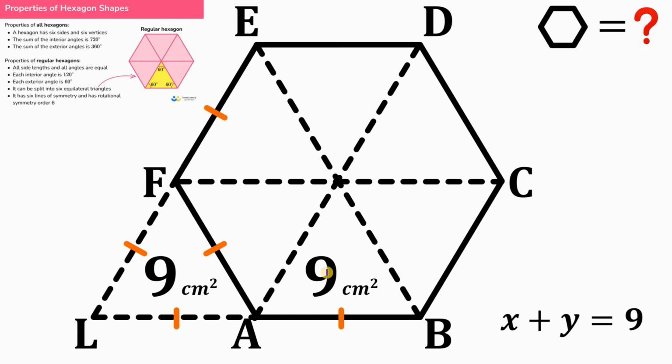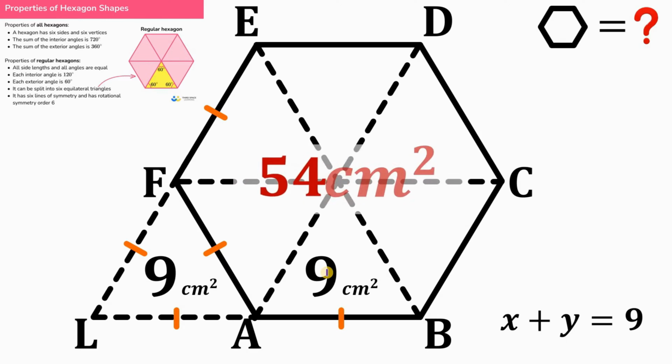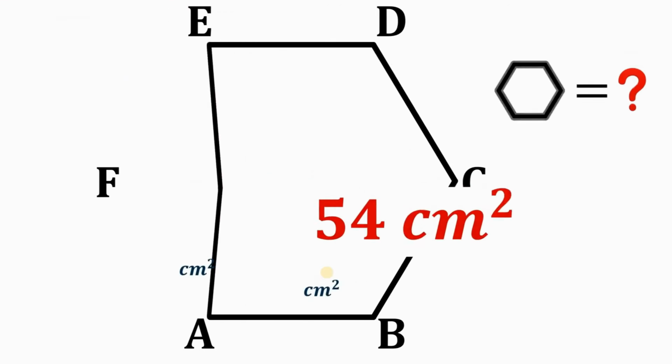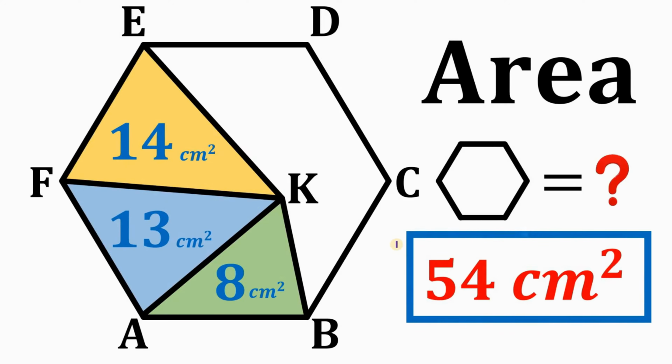Therefore, the area of our regular hexagon simply equals 6 times 9 square centimeters, or simply equals 54 square centimeters. And that is our answer to this question. Therefore, given this figure, then the area of our regular hexagon simply equals 54 square centimeters. And as always, we are done.